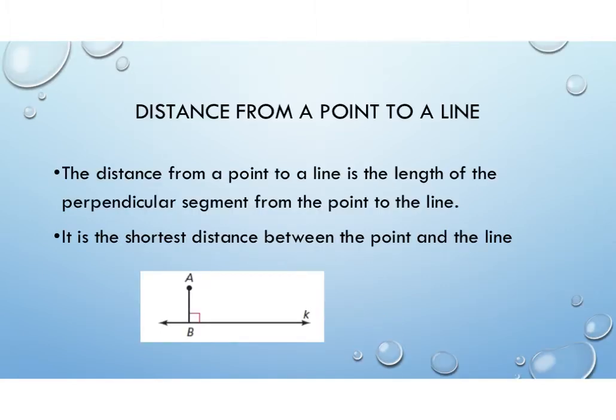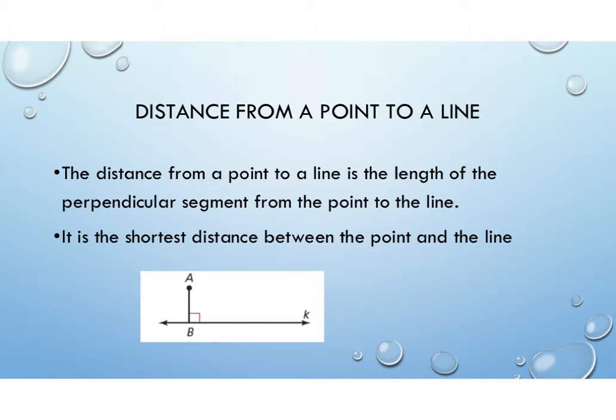Okay, so the first thing that we're going to do in this lesson is to find the distance from a point to a line. So the distance from a point to a line is the length of the perpendicular segment from the point to the line. It is the shortest distance between the point and the line.